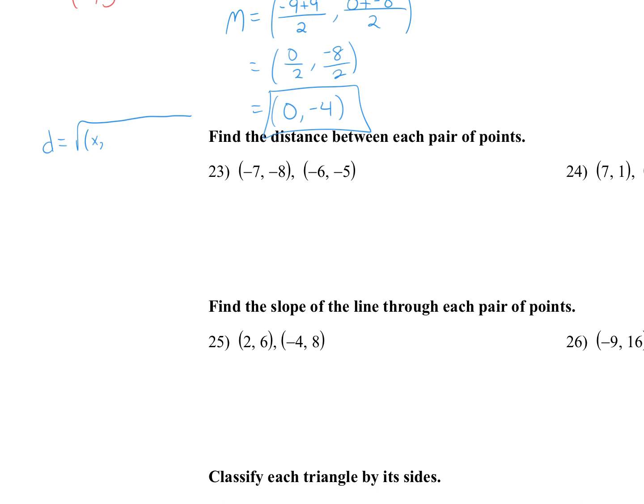Okay, so we have x2 minus x1 squared plus y2 minus y1 squared. Okay, so notice we have subtraction in the parentheses, and in the middle we have addition. Okay, so again we have our x1, y1, x2, y2. So following our distance formula, what's my x2? -6 minus -7. What happens to those two negatives?